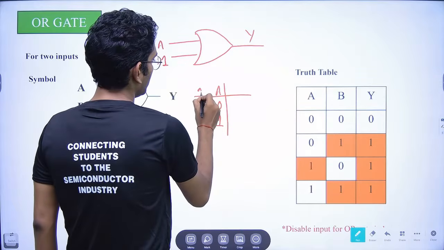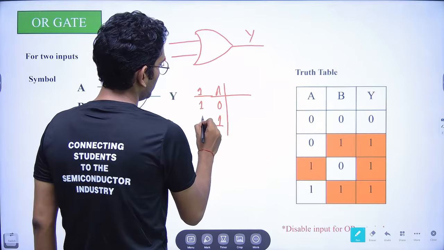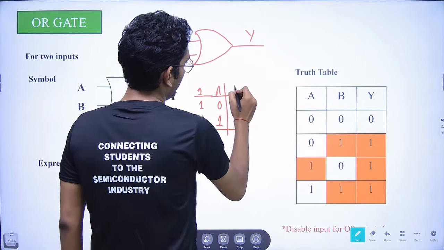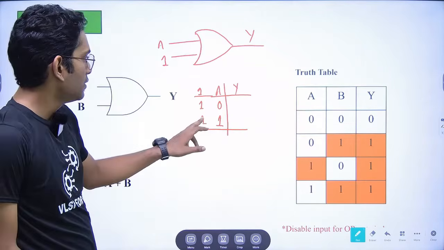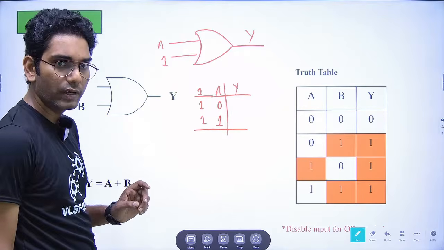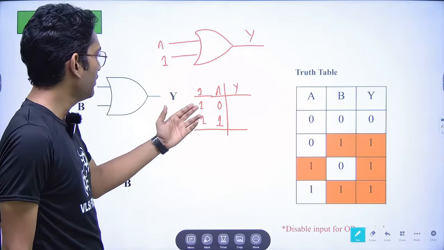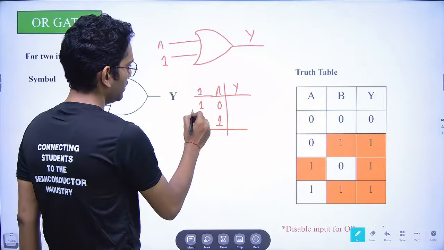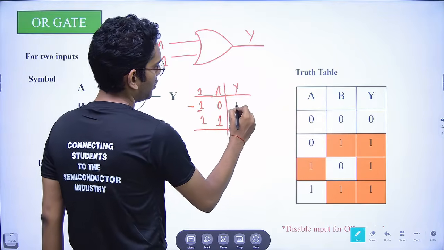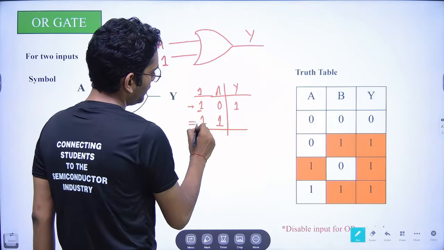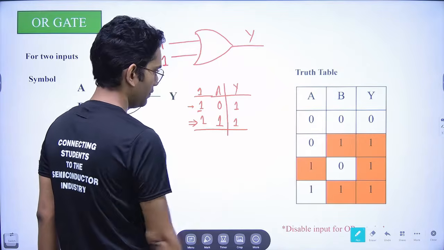And for 1, obviously it would be 1 and 1. Okay. And what output will we get? So what is the basic functionality of the OR gate? If any of the inputs is 1, it will give the output as 1. Here this is 1, so we will get the output as 1. Here both the inputs are 1, so definitely we will get the output as 1.